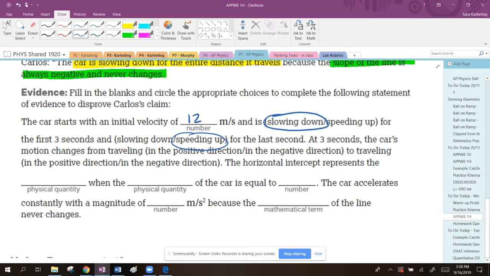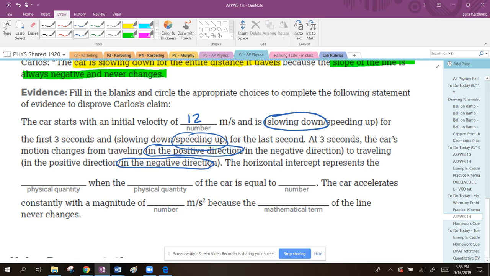No. I was going to do all one. You were looking at the backwards one? Yeah. So what should the first one be? It's my positive and negative. Yeah, in the positive direction to traveling in the negative direction. Everybody cool so far? Awesome.